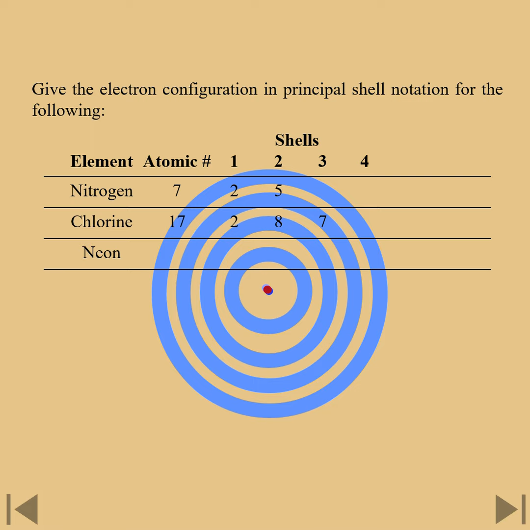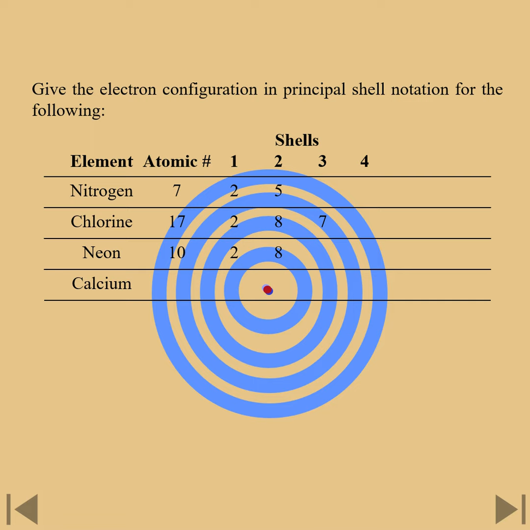Let's do neon, and the atomic number of neon is 10. Of those 10, how many electrons go into shell 1? 2. Of the remaining 8, how many go into shell 2? 8. We completed shell 2 to get neon. We would have completed shell 1 to get helium. We would have completed shell 3, not taking into account the d electrons, to get argon, etc.